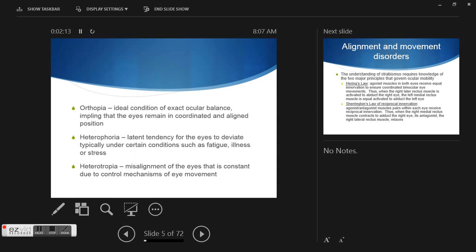Some other terms, orthophoria is a term that indicates ideal condition of exact ocular balance, implying that the eyes are in a coordinated and aligned position. Heterophoria is a latent tendency for the eyes to deviate, typically under certain conditions such as fatigue, illness, or stress. And then heterotropia is misalignment of the eyes that is constant due to control mechanisms of eye movement.